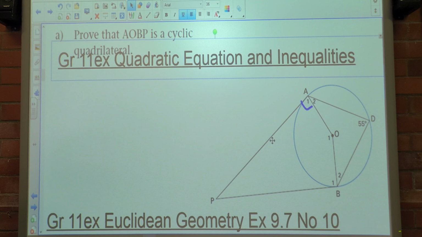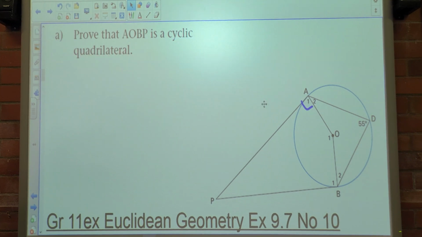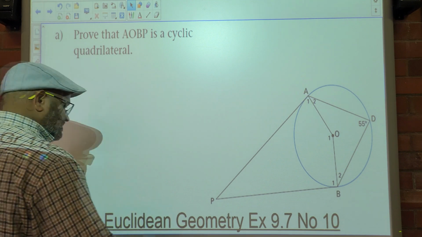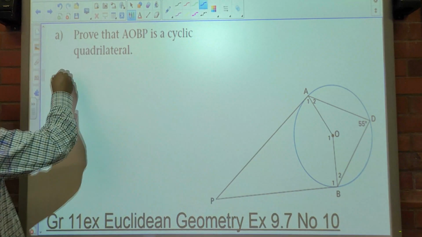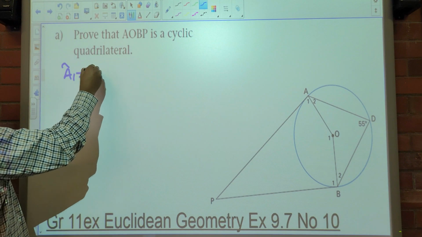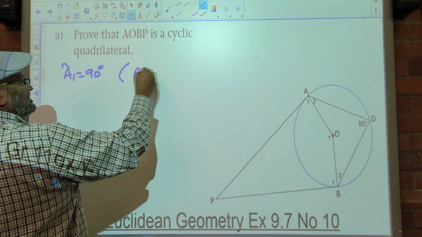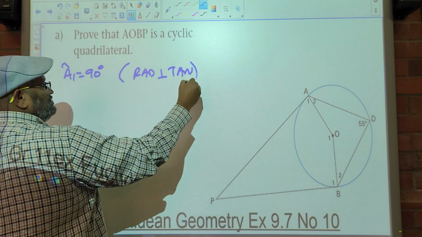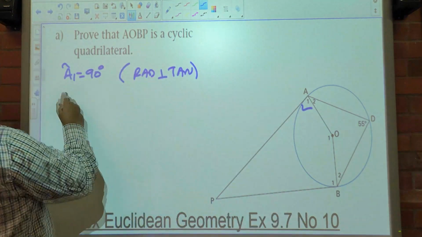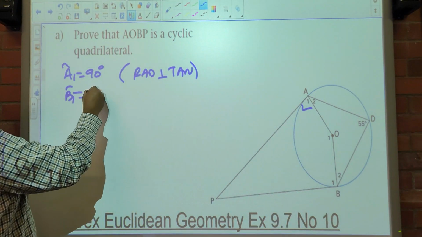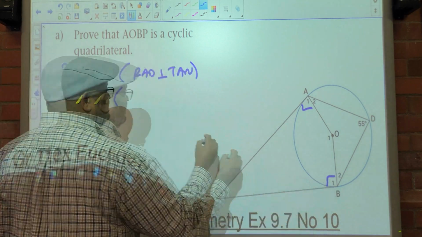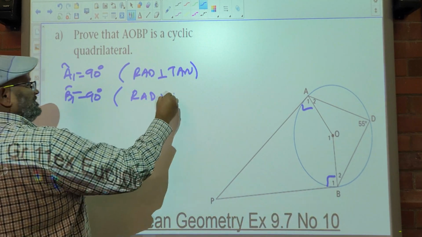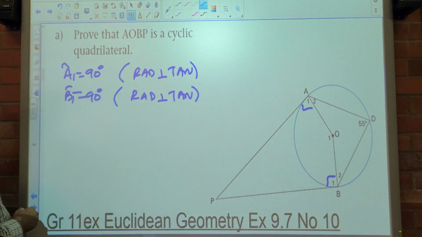They asked us to prove that AOBP is a cyclic quad. Right, so where do we start? We start by saying angle A1 is equal to 90 degrees. Why? Radius perpendicular to tangent. Then angle B1 is equal to 90 degrees. Radius perpendicular to tangent. Okay.